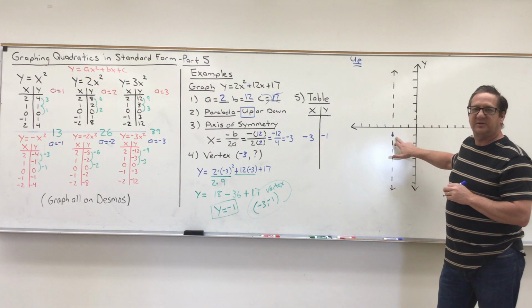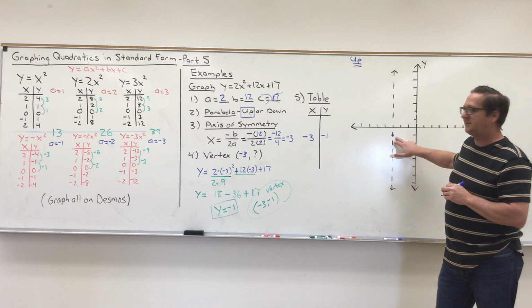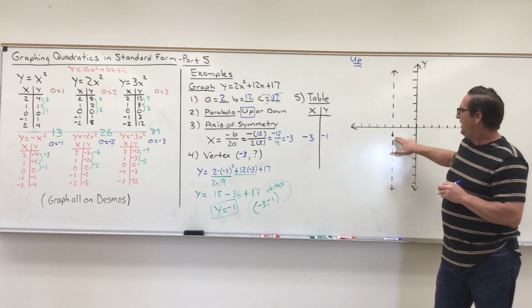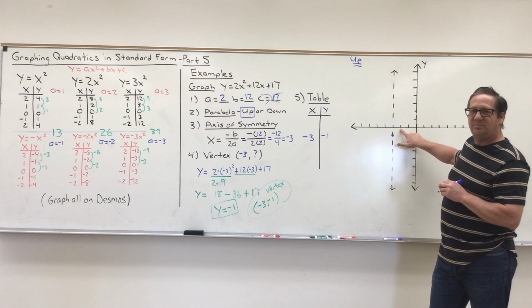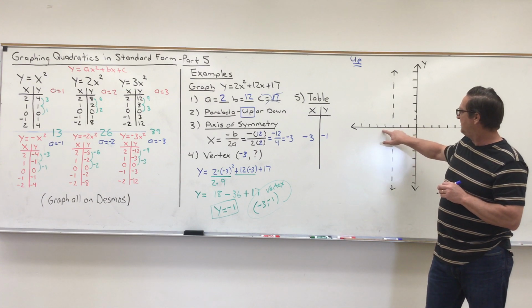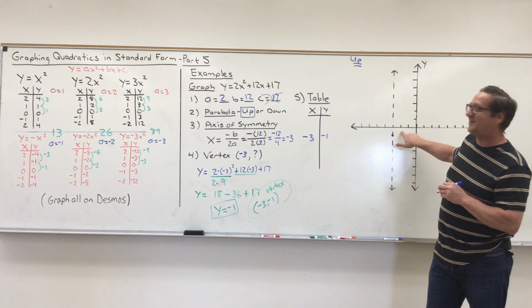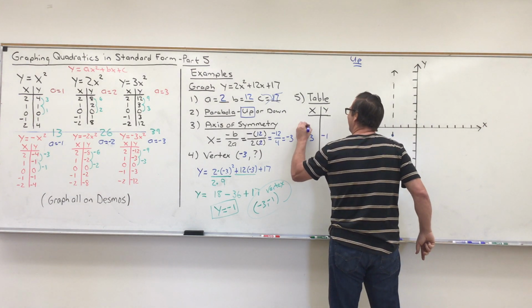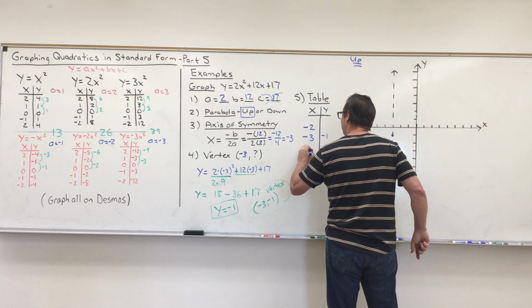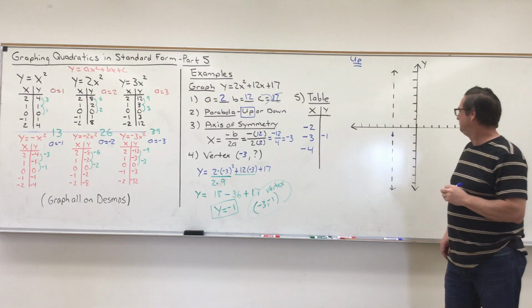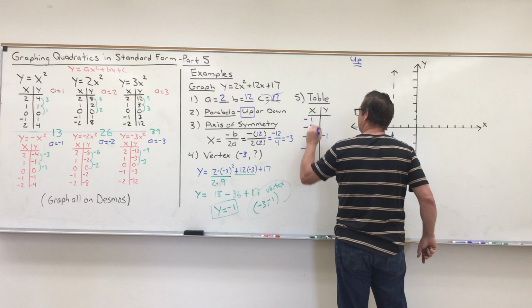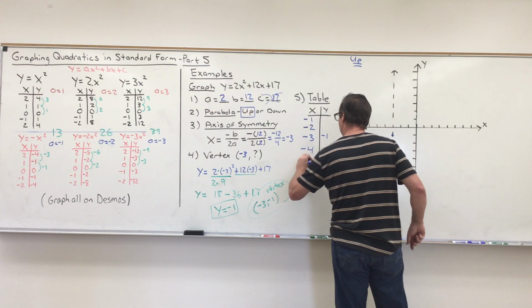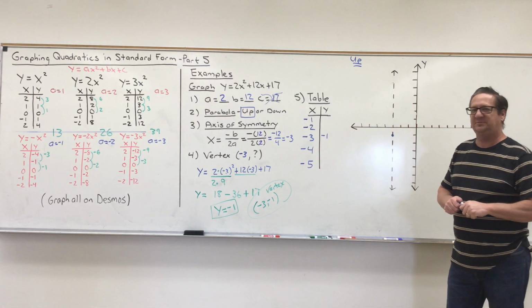I actually just graphed it right now on my axis of symmetry. And so now I'm going to go one step to the left, one step to the left, one step to the right. I'm going to have negative 2 and negative 4. And I'm going to have negative 1 and negative 5.